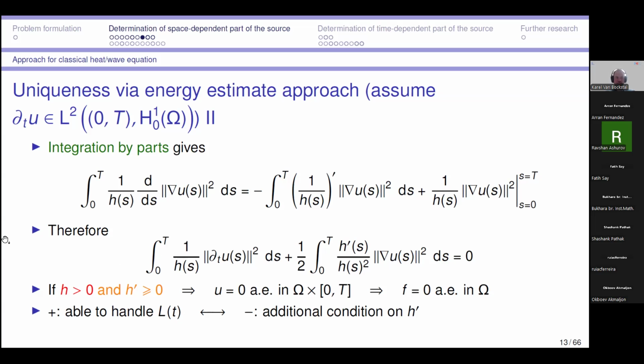Note that if h is strictly negative and the derivative of h is negative, there is also uniqueness of a solution. And this regularity assumption is because we apply Green's formula, so we need that the gradient of the time derivative of u is well defined as an element in L2(omega).